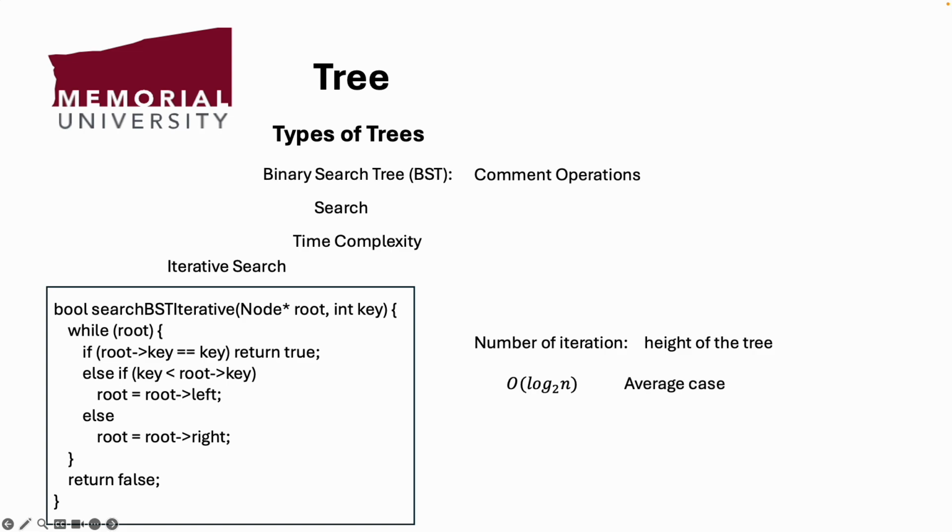This is the average case. The worst case is the height of the tree. It's the number of nodes plus 1. This means a crooked binary search tree, so all the nodes will be visited. So the worst case is big O of n.